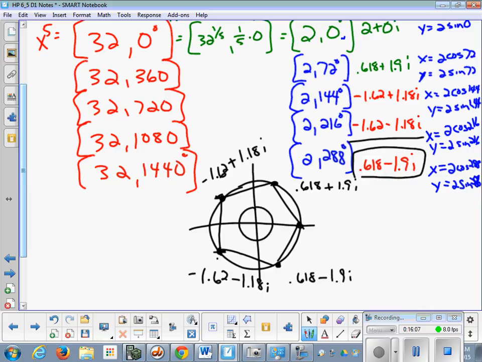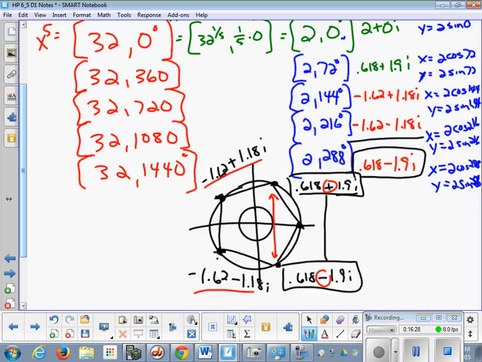Okay. Interesting to note, these of course are conjugates of each other. The x values are the same, but we are merely above the axis or below the axis. So the only thing that changed here was the middle sign. Same thing here. Since these are above each other, I have 1.62, negative 1.62. The x's are the same. The y's changed.